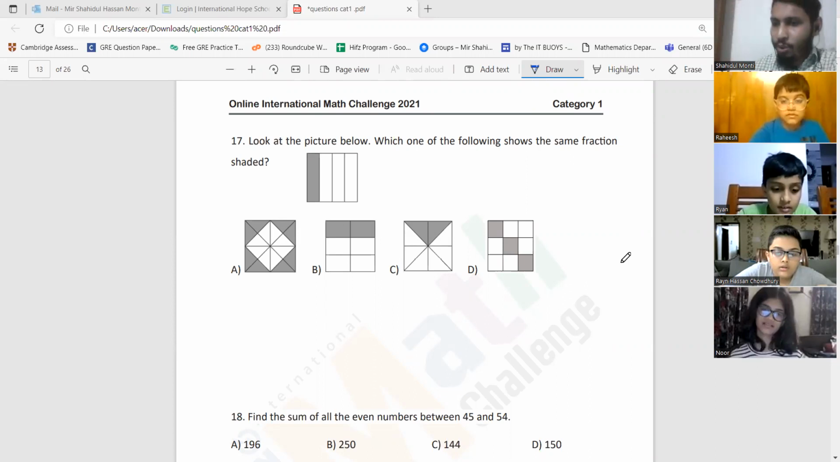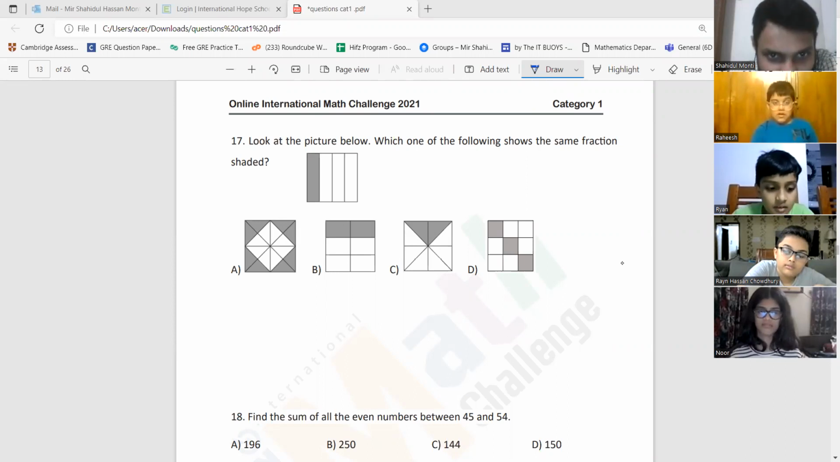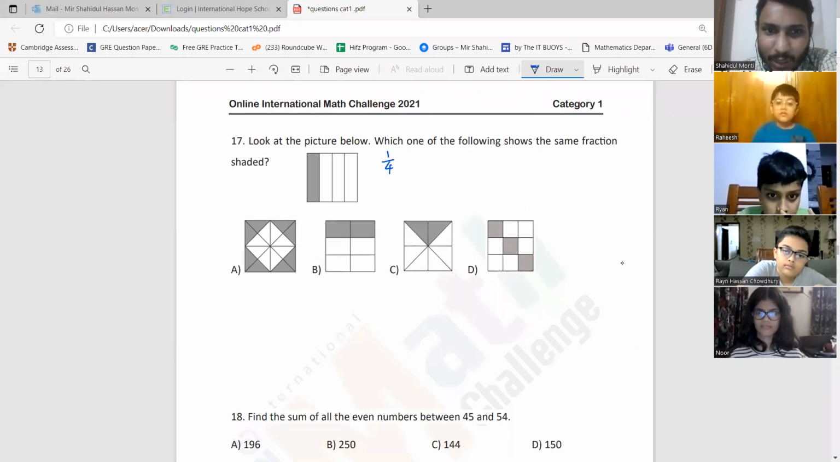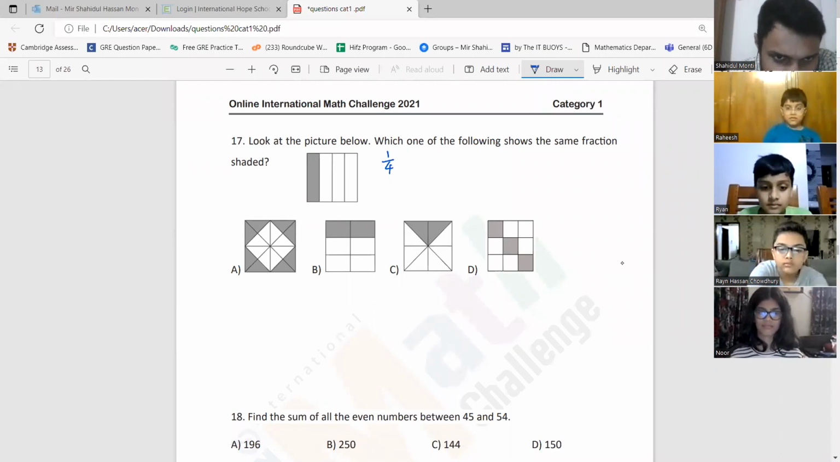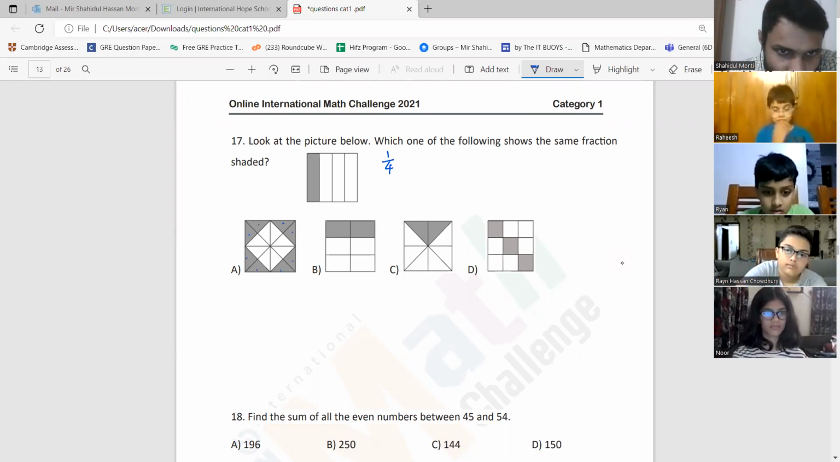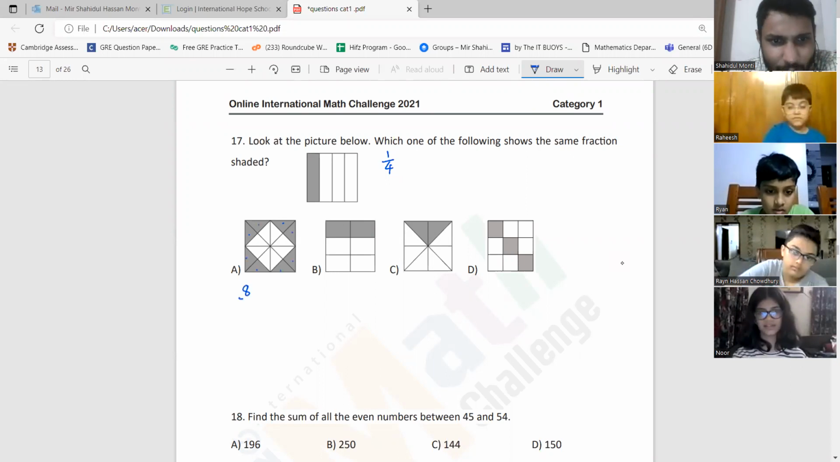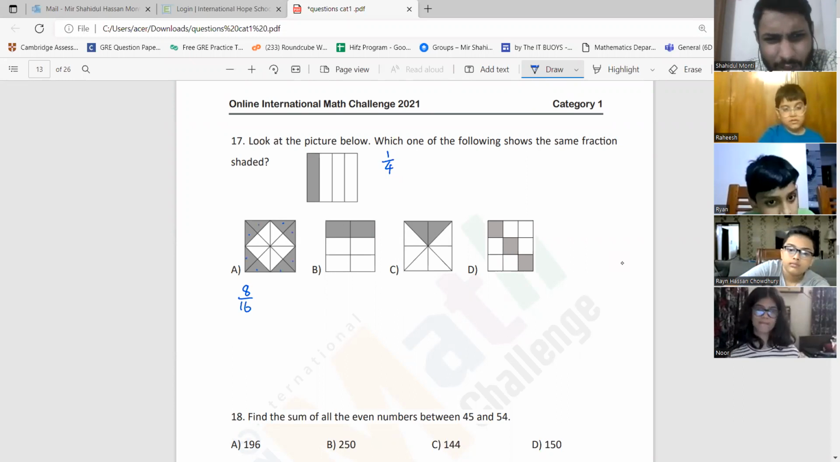Okay, thank you. Now, look at the picture below. Which one of the following shows the same fraction shaded? Here we have 1 out of 4. The fraction in the question is 1 out of 4. Let's go to number A. We have here 1, 2, 3, 4, 5, 6, 7, 8. It's 8 out of 16. So 8 out of 16 is not equal to 1 out of 4. 8 out of 16 is equal to 1 out of 2.